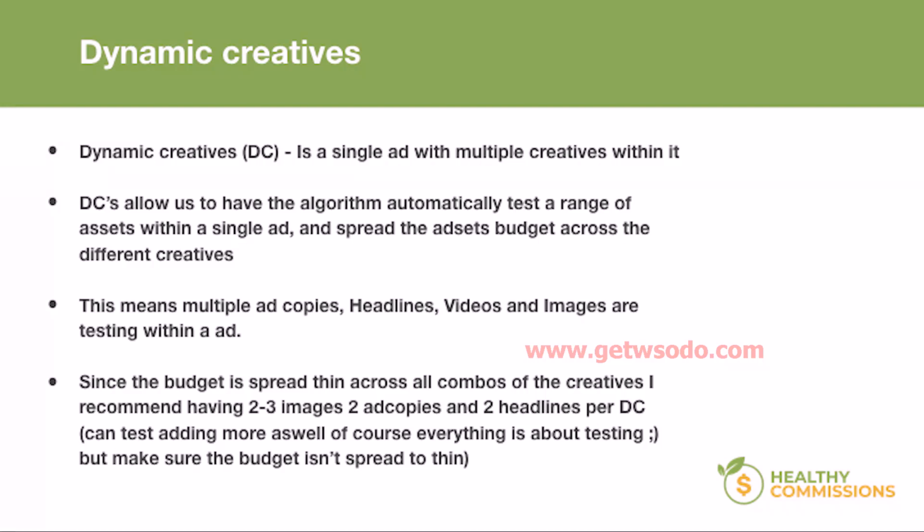Since the budget is spread thin across all the combos of the creative, I recommend having 2 to 3 images or videos, 2 ad copies and 2 headlines per dynamic creative. You can always test more as well, of course; like everything, it comes down to testing. But you want to make sure that your budget isn't spread too thin, because if you had 100 different combinations with only a $20 budget, then there's not going to be really accurate data to actually see what's working.